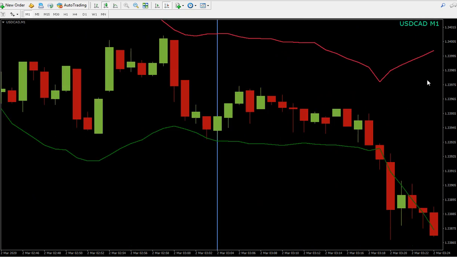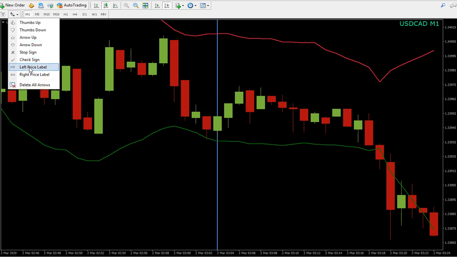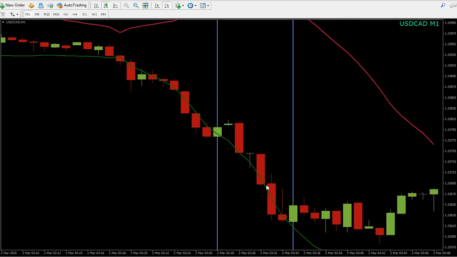Here we have another one. Strong move to the downside, longer wick, rejection. A wick at the bottom, rejection. Balanced wicks, a long wick to the bottom, rejection. That's a signal that you can confidently take to the upside.